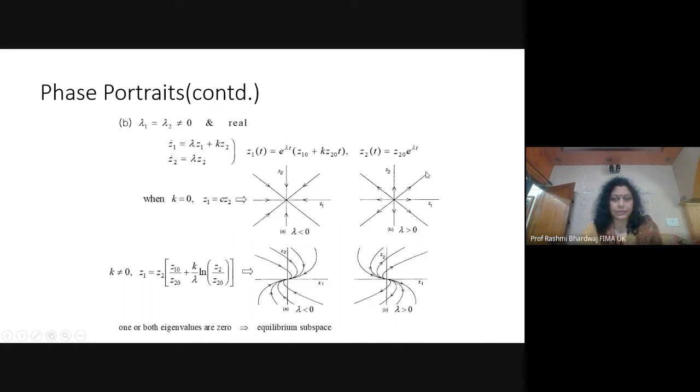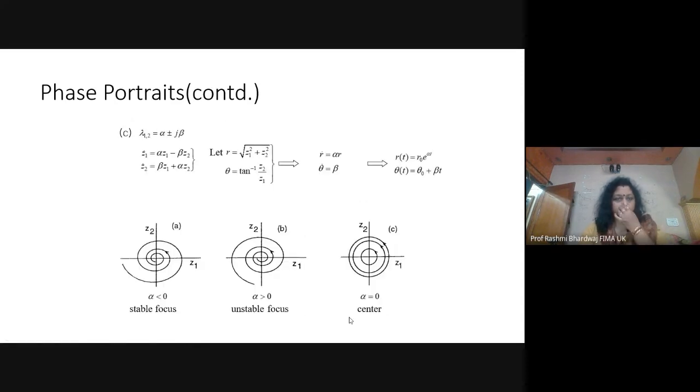And in the same way, if lambda is negative you are getting a stable structure, and if positive you are getting an unstable one. If both eigenvalues are 0, then we are getting equilibrium subspaces. Same way, when the eigenvalues are complex numbers and alpha is positive, we have a different structure. If it is negative, then always you have a stable focus. If alpha is positive you are getting an unstable focus, and if alpha is 0 then you are getting a center. I already showed all these examples but I have categorized them specifically.